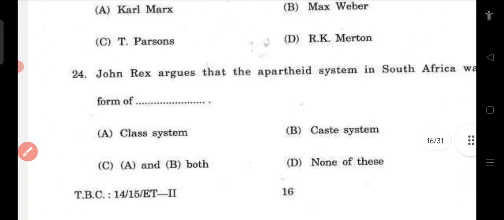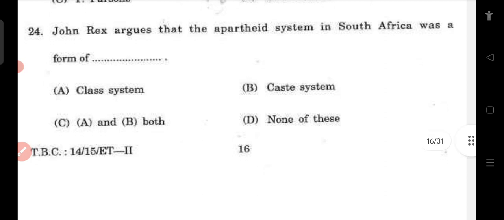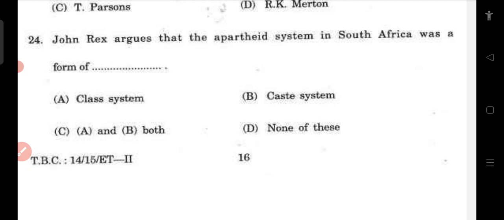So, the next question is asking: John Rex argued that the apartheid system in South Africa was a form of class system, caste system, A and B both, or none of these. This is a new question for me. If I go with this, I would say it is a caste system. Why would he argue, why would he compare, if it was a class system? We know that class system is related to rich and poor.